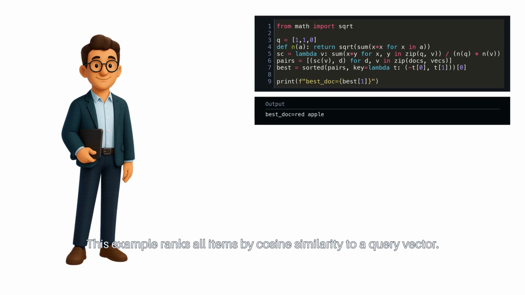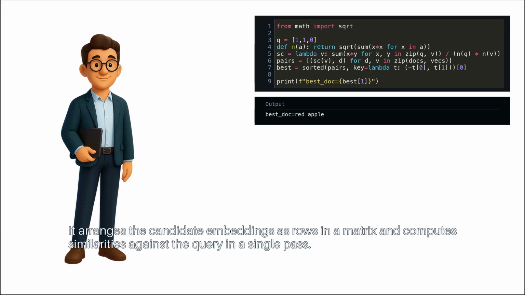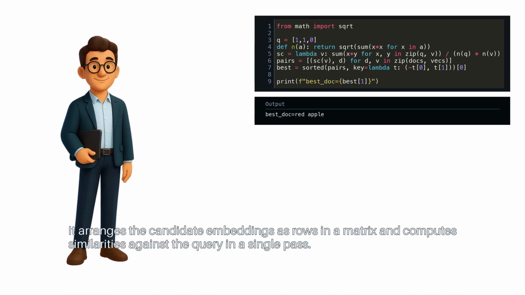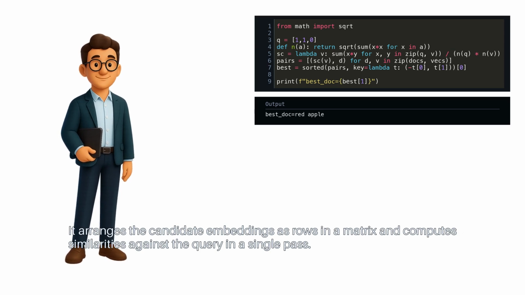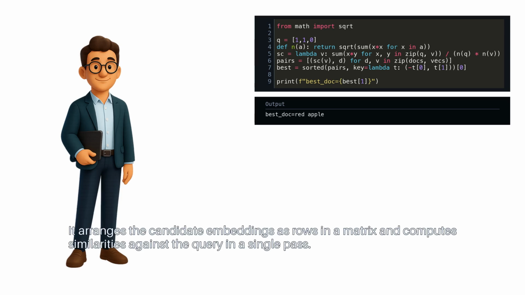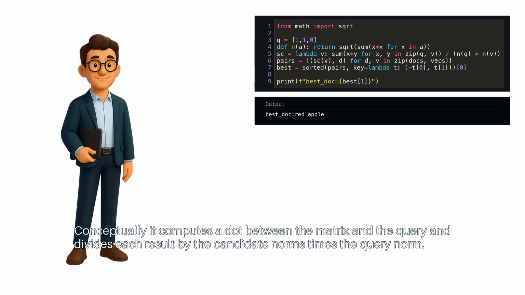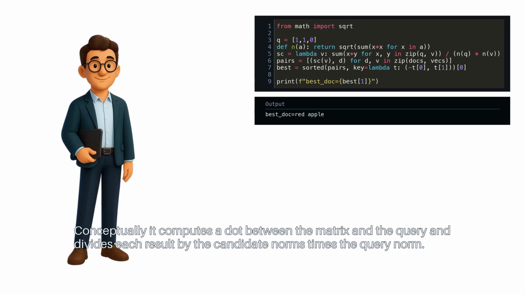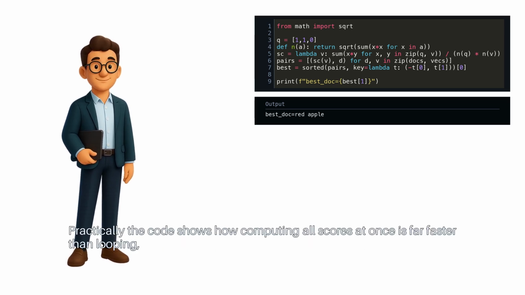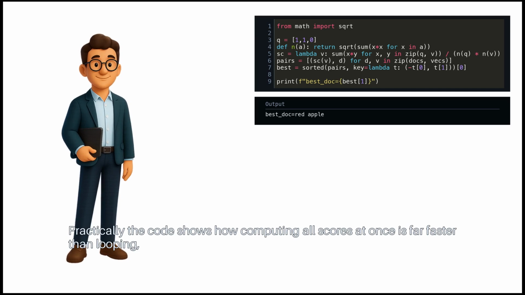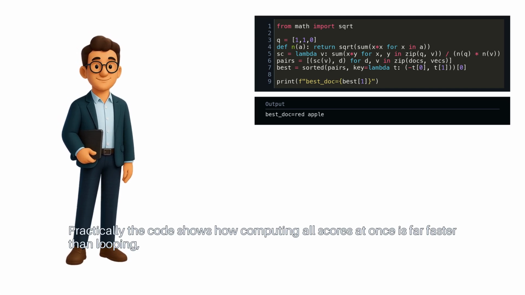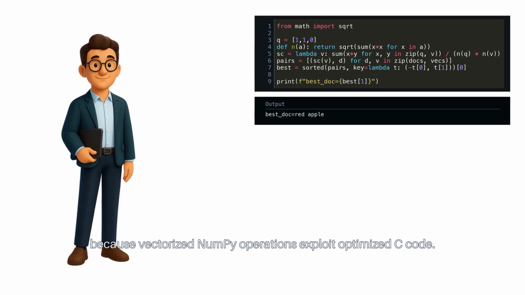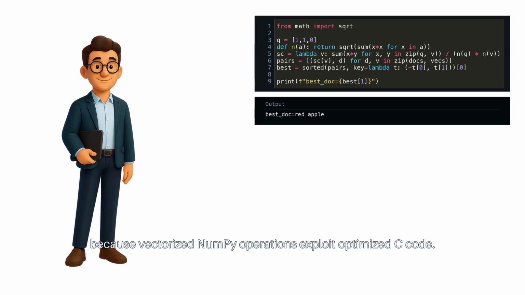This example ranks all items by cosine similarity to a query vector. It arranges the candidate embeddings as rows in a matrix and computes similarities against the query in a single pass. Conceptually, it computes a dot between the matrix and the query and divides each result by the candidate norms times the query norm. Practically, the code shows how computing all scores at once is far faster than looping, because vectorized NumPy operations exploit optimized C code.